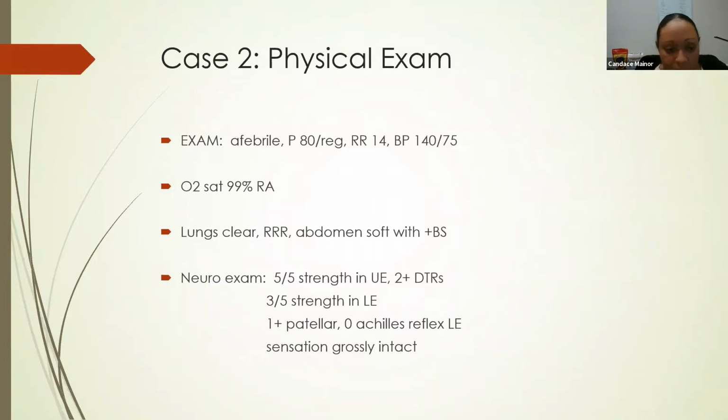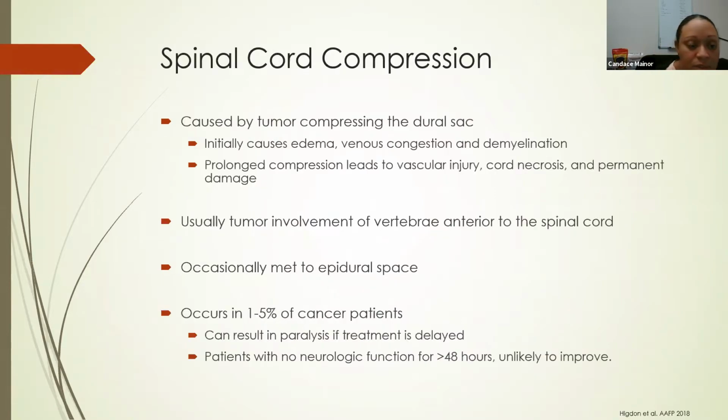On physical exam, her vitals are all fine. But she is noted to have on her neurologic exam 3 out of 5 strength in the lower extremity and changes in reflexes. So this is an example of a case of a patient presenting to the ED with concern for spinal cord compression. On the whole, spinal cord compression is associated with a poor prognosis, with a median survival of about 6 months after diagnosis, although this is largely dependent upon the histology of the underlying cancer, which is causing the cord compression.